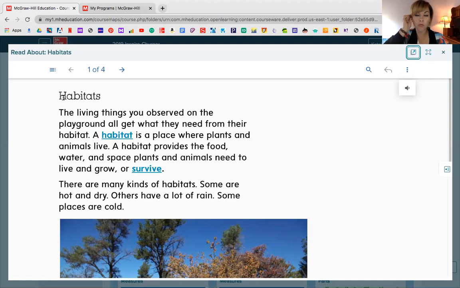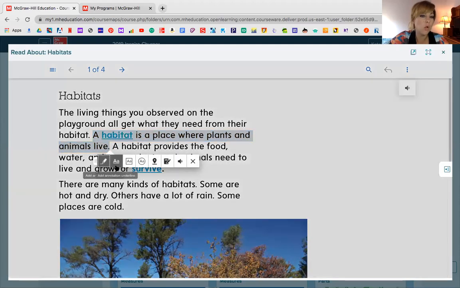So if I'm talking about a butterfly, that area where the butterfly is currently at, it would be able to find the water that it needs to survive, the food, like the flowers that it needs to eat, maybe somewhere to sleep, somewhere safe. So a habitat is a place where plants and animals live.